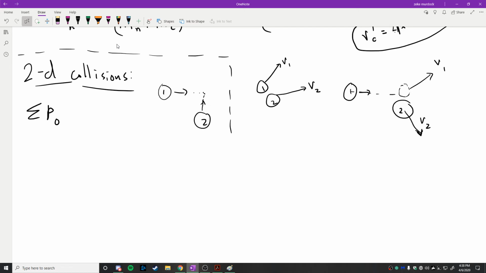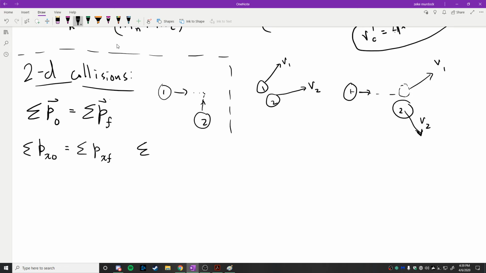The equation was that if you add up all the momenta initially, it should be equal to the momentum of the system after the collision. What we can do is cut this down into two equations, and we can sum up the x momenta and say that the x momenta before and after have to be the same.